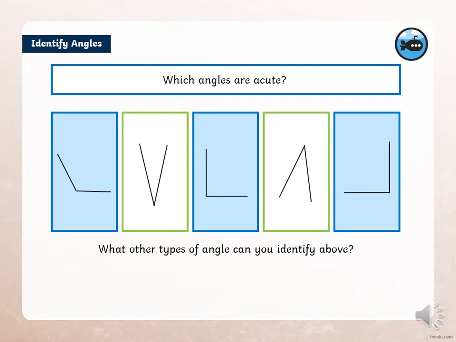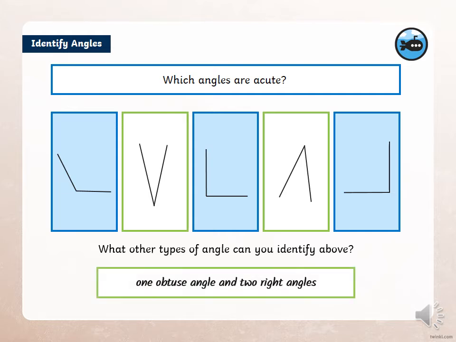What other types of angles can you identify above? Okay, so I did give one of them away, but what other types of angles can you identify? Pause the video and just write on a piece of paper or just think for a minute. One obtuse angle and 2 right angles. Well done. Even though the right angles are facing different directions, it doesn't make a difference.